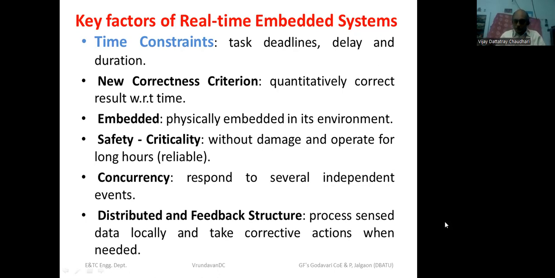Okay, a new correctness criteria is there. Embedded safety criticality means our system should operate for long hours without any damage, meaning system reliability. Concurrency means several independent events must be responded to by the embedded system. It is called concurrency. Distributed and feedback structure means the process is sensing the data locally and taking corrective actions over it as and when needed. So this means your system is giving particular feedback to the distributed system.